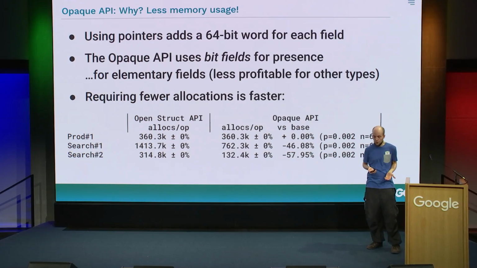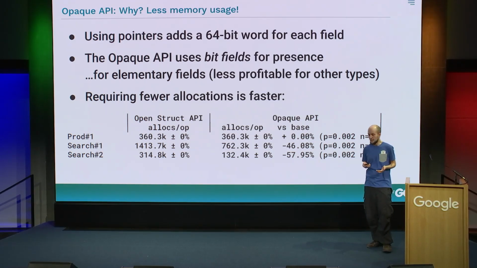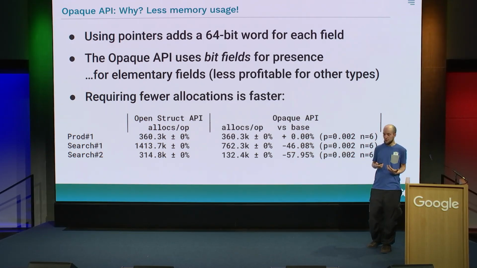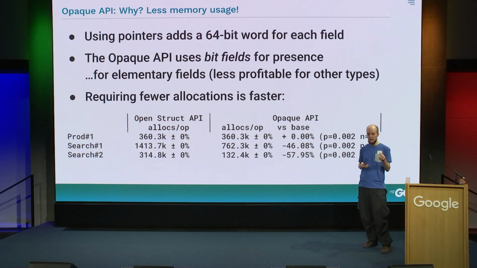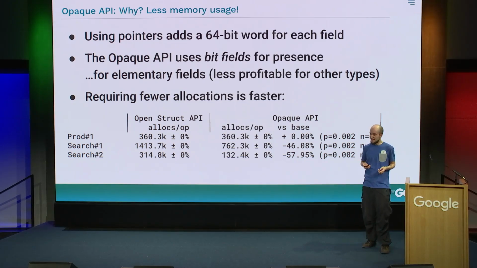So why did we introduce the Opaque API? Well, I just talked about pointers, and the big downside of pointers is that they add a 64-bit word for each field, right? So that's a huge overhead. If you only have one bit of information, like is a field set or not set, now you need to use 64 bits to encode that. It's obviously not efficient. So the Opaque API instead uses bit fields for presence, with the little caveat that it only does it right now for elementary fields, because the optimization is currently less profitable for other types. But notably, that might change in the future, because now we have uncoupled the in-memory representation from the API, so now we're free to do further optimizations.